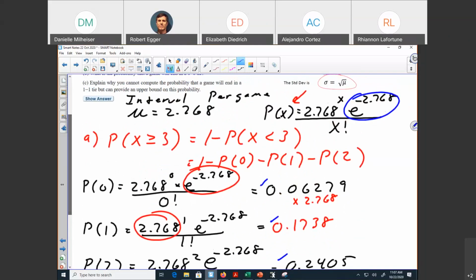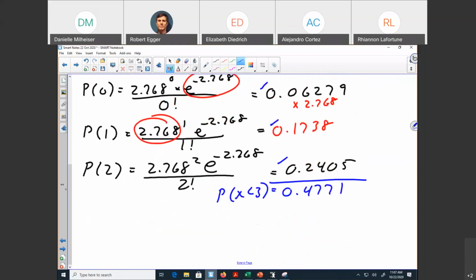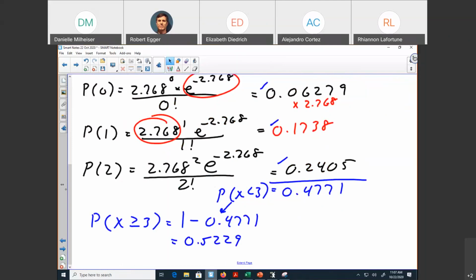We want not that, but 1 minus that, the probability of x more than or equal to 3. And what does that come out to be? 0.5229. Of course, that's doing it by hand. Now, by a calculator, here's what it looks like.